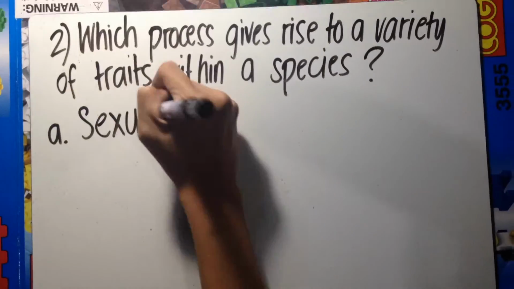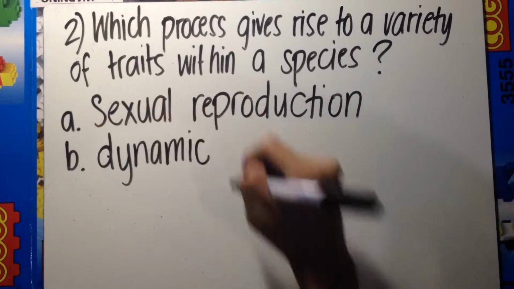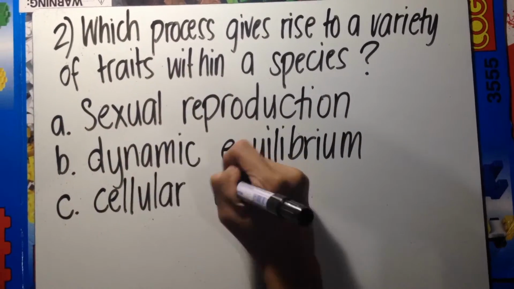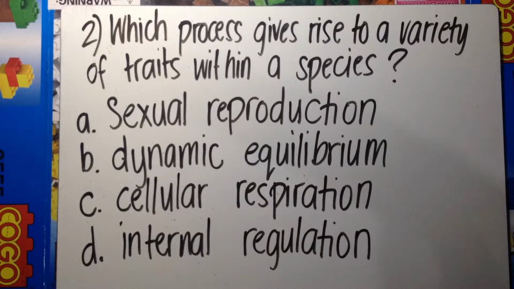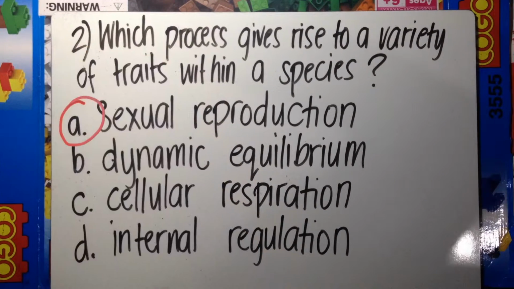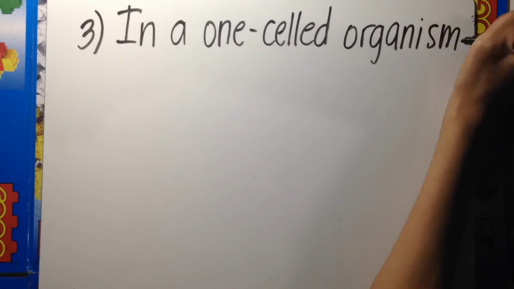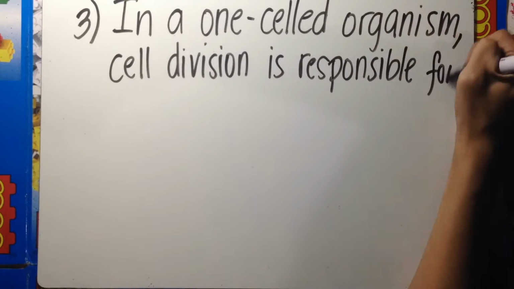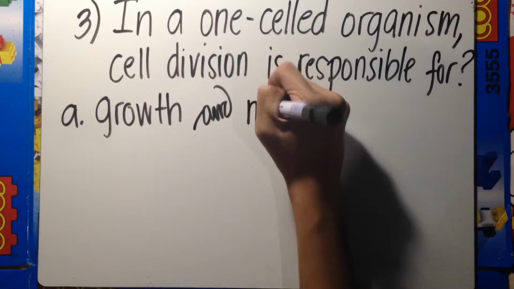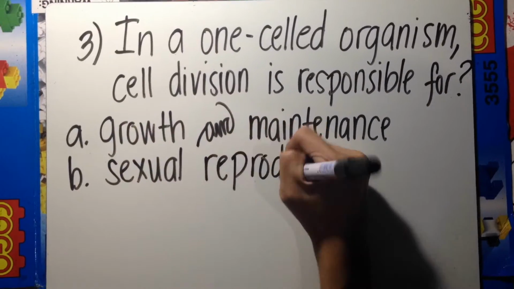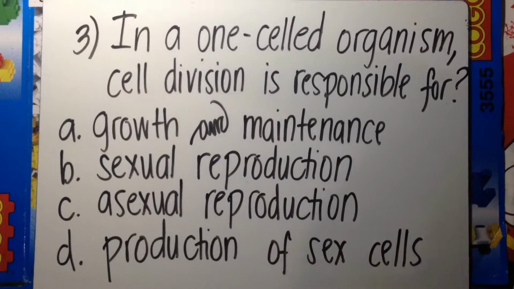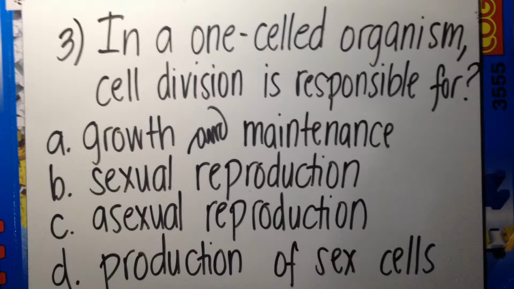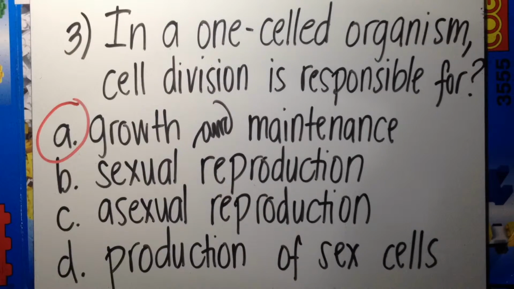Which process gives rise to a variety of traits within a species? A. Sexual reproduction, B. Dynamic equilibrium, C. Cellular respiration, or D. Internal regulation. In a one-celled organism, cell division is responsible for: A. Growth and maintenance, B. Sexual reproduction, C. Asexual reproduction, or D. Production of sex cells. The answer is A. Growth and maintenance.